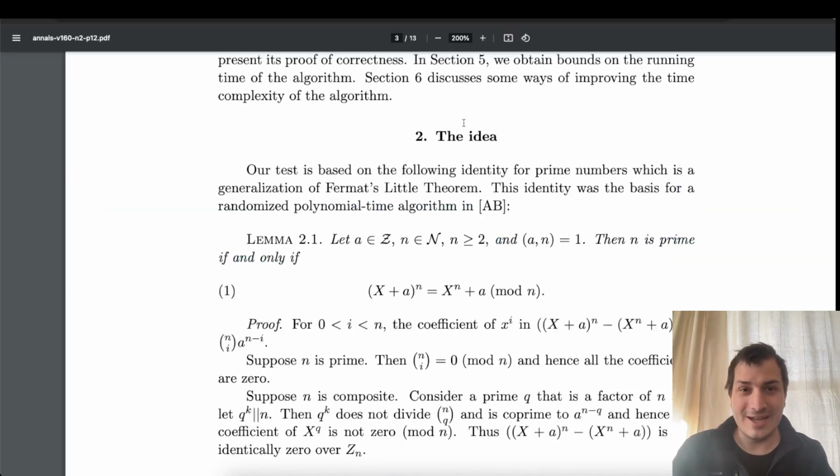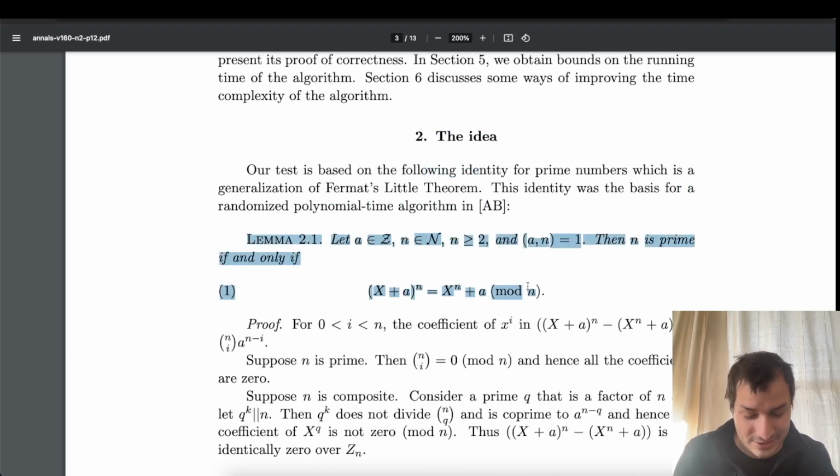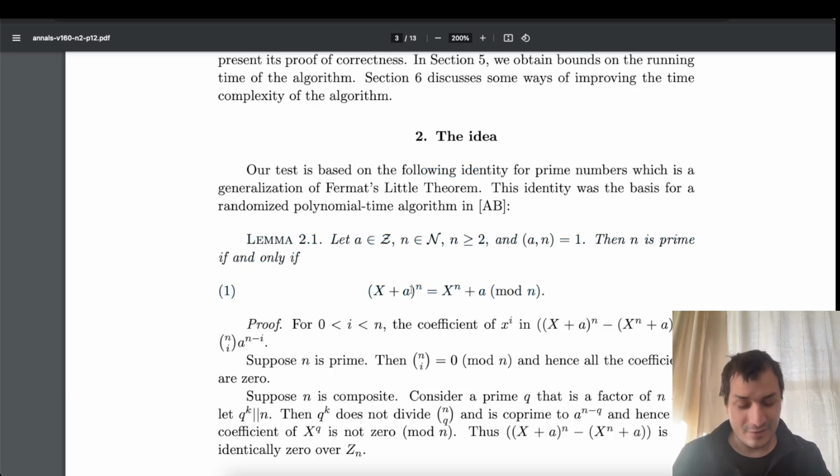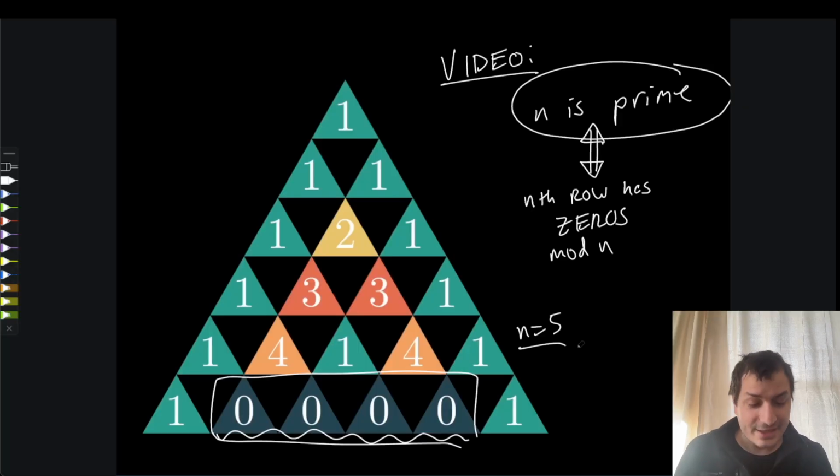So I want to read you this really fun part of their paper where they made a section called the idea. And the idea is based on the following identity. And the identity is written in algebra, but I promise you this identity is just a fancy version of what we had in Pascal's triangle. So they're saying n is prime if and only if (x plus a) to the power n equals x to the n plus a, mod n. So when you look at the remainders divided by n, these two things are equal if and only if n is prime. And that is exactly what we had over here.